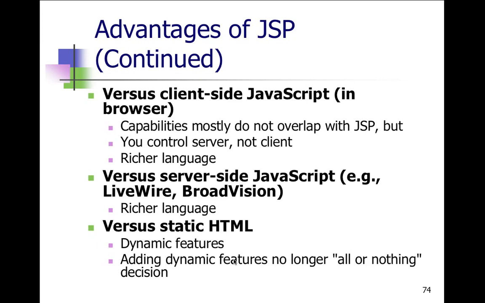So JSP versus server-side JavaScript, Livewire, broadband: a richer language, very similar but very rich in terms of its features. Versus static HTML, well, JSP is giving us dynamic features and it's adding dimensions for future features. It's no longer an all or nothing decision. We can use combinations of different technologies together.